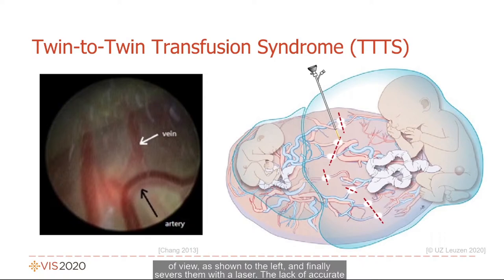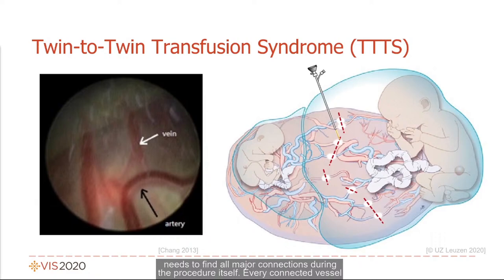The lack of accurate vessel data means that the surgeon cannot make a plan for the procedure beforehand and needs to find all major connections during the procedure itself. Every connected vessel that is missed during such a procedure might in turn require another intervention, which further increases the risk for both fetuses. But to slowly come to our own contributions, the current clinical practice gave us several hints on what to do to improve the situation.